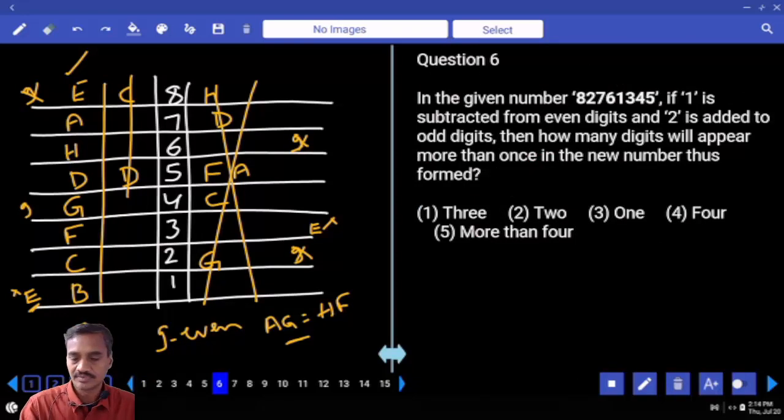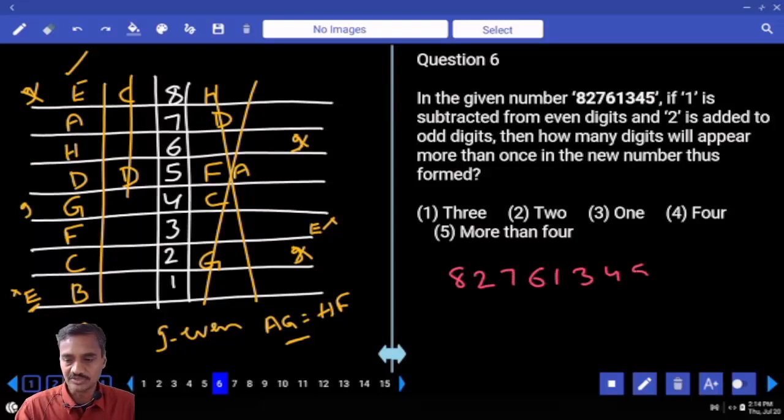Then the 6th one, what is the number we have? 8 2 7 6 1 3 4 5. 1 is subtracted from each even digit, and this will be 7 1 5 3, and 2 is added to each odd digit. This is 9, 3, 5 and 7.